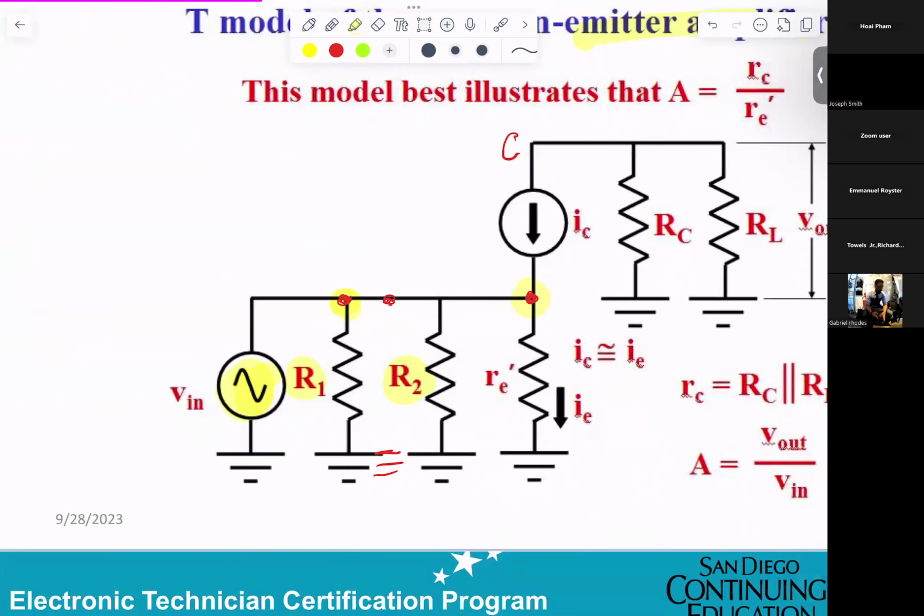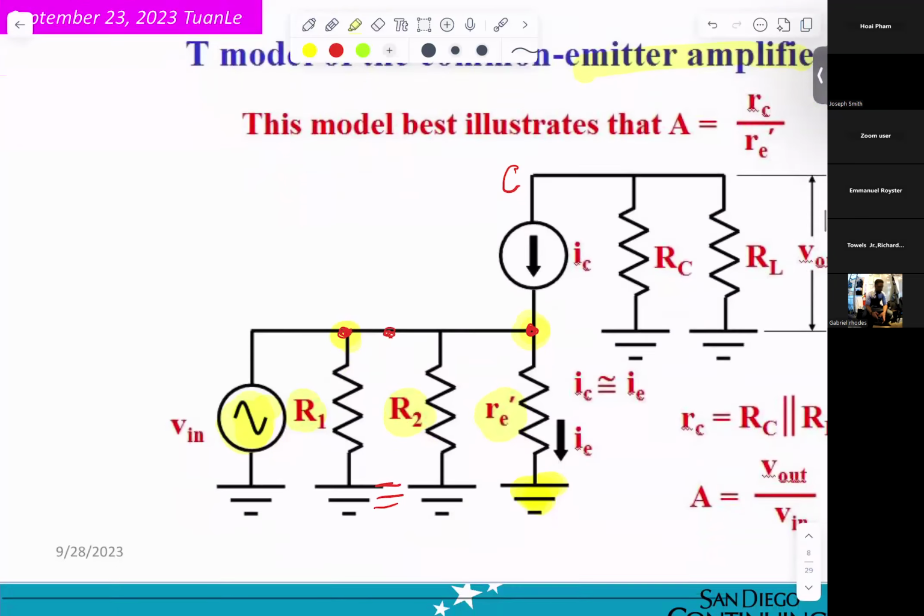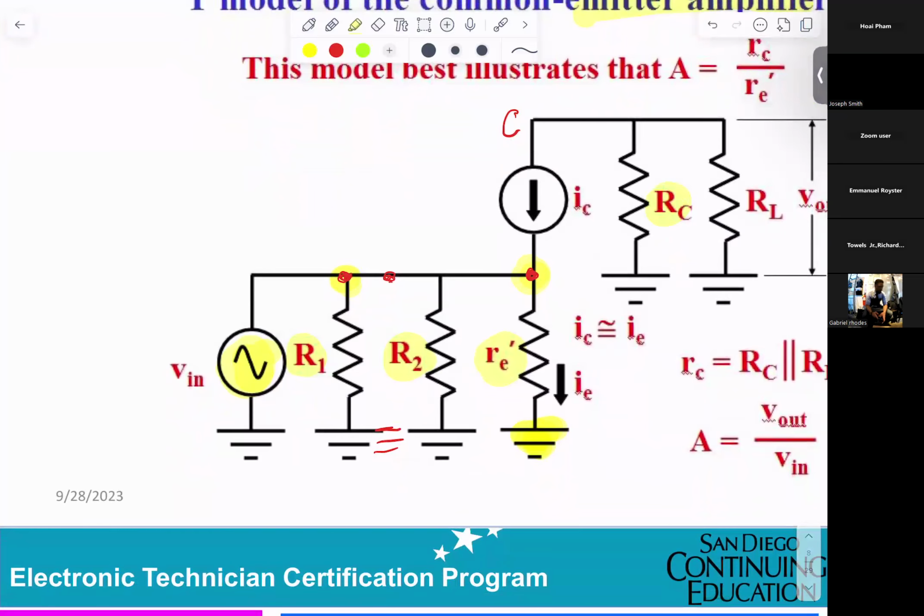That's why you can see R prime E right here, one from the base, the other the emitter around here. That means for the input and the output here, you get RC right here. RC connects to the collector and the other side connects to 10 volt, and now 10 volt is AC ground. So that's why RC connects one side to the collector, the other side to the ground.